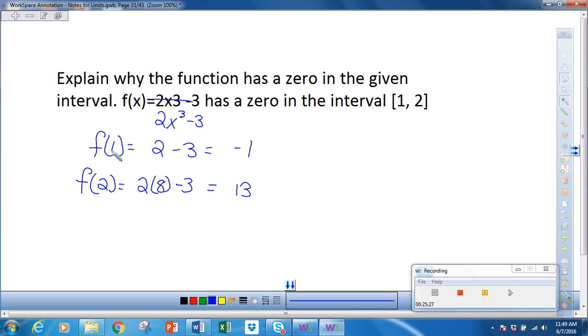So since f of 1 is negative 1 and f of 2 is 13, there's got to be a 0 in here somewhere, because the function was at negative 1 and then it went to 13. So somewhere in there it had to go through 0 at least once. Now it could have gone through 0 several times, but it had to go through 0 at least once. And that's the intermediate value theorem.